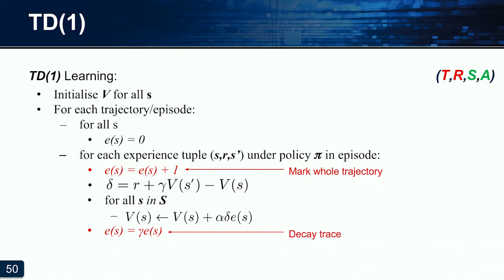But remember, before we were setting it to 0 to get to TD(0), where we would only update the value of the state that we are currently in. But now, instead of setting it to 0 again and resetting it, we're going to have this gamma multiplied by E of S.